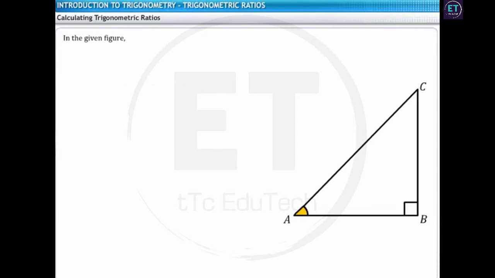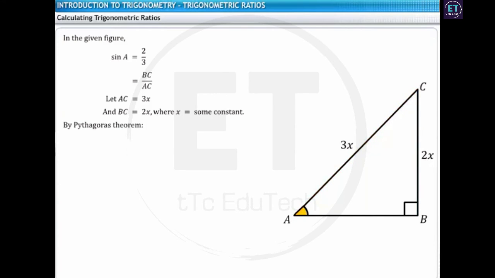Let us take another example. Suppose in the given right-angled triangle ABC, sin A is equal to 2 by 3. Now, sin A is equal to the ratio between its opposite side BC and hypotenuse AC. Thus, we can say that AC is equal to 3x and BC is equal to 2x, where x is some constant. Again, using Pythagoras' theorem, we can find the length AB. Putting in the values and solving, we find AB is equal to root 5x.